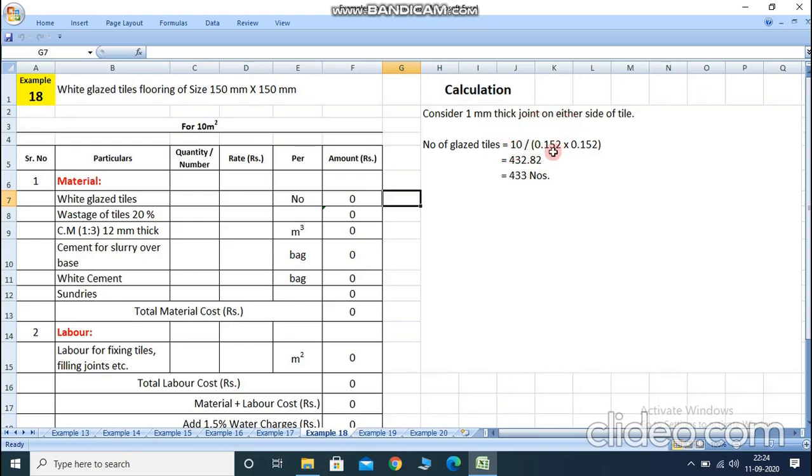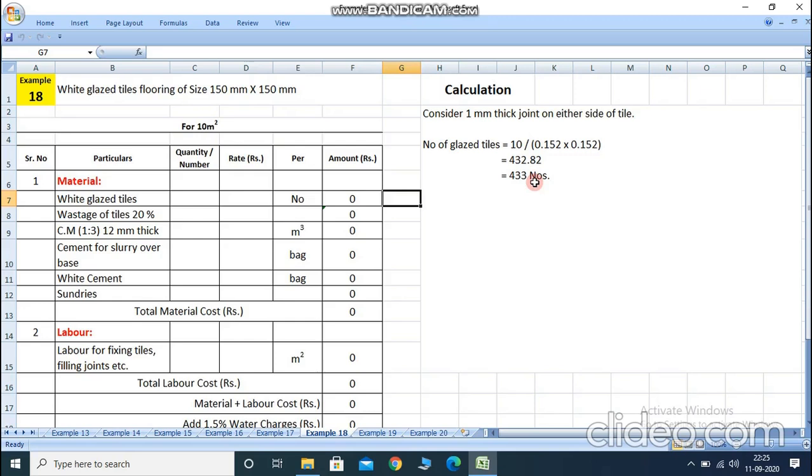So on both sides an extra 2 mm is required, so we take 152 mm. Clear? So 152 by 152 mm is converted into meters: 0.152 multiplied by 0.152. We get 432.82 glaze tiles required. Now rounding up, we take 433 tiles required to complete the 10 square meter area.